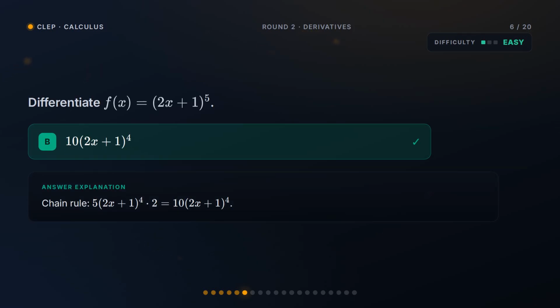By the chain rule, bring down the 5 to get 5 times the quantity to the 4th. Then multiply by the derivative of the inside, which is 2. That gives 10 times the quantity 2x plus 1 to the 4th.